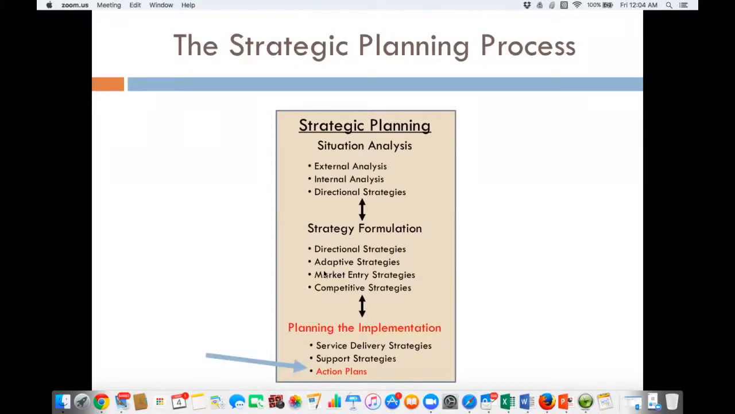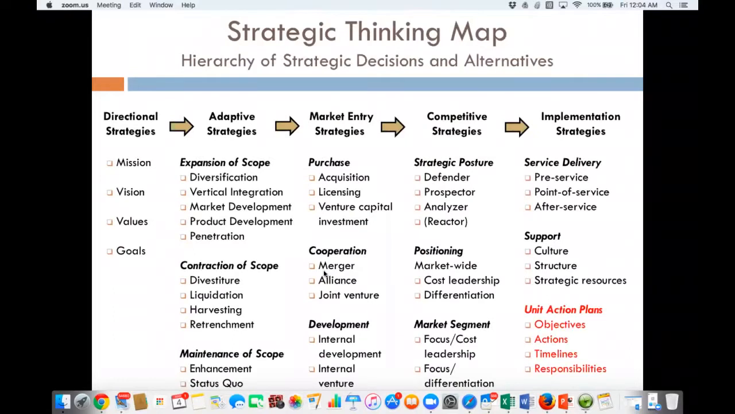So this is the stage for the strategic planning process. You have situational analysis, you have strategy formulation, as well as your planning implementation. So action plans fall under the planning implementation. This is the overall strategic planning map, the hierarchy of strategic decisions as well as alternatives.